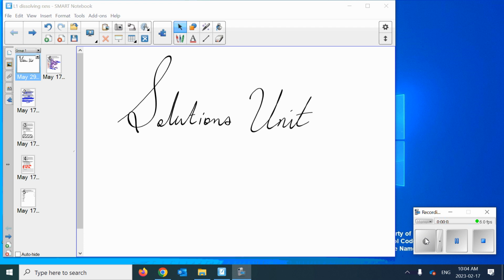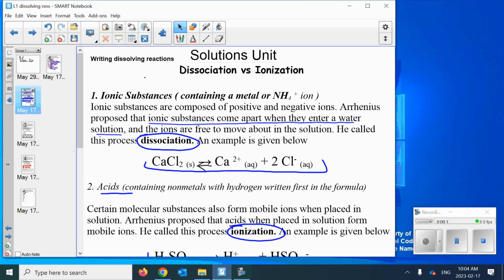Welcome to Solutions in the AM. That's our new unit in chemistry. We're going to start with a few notes here on the screen, and you're not going to write everything down. I'm going to read through it because we don't have a textbook.